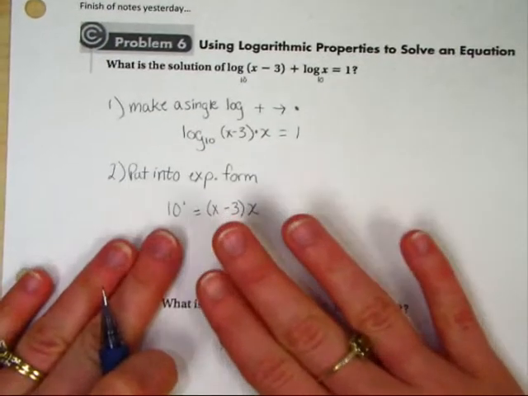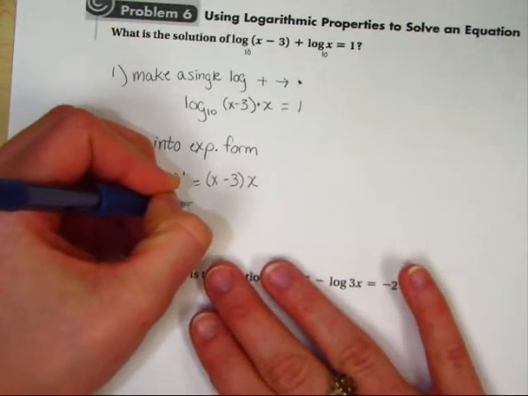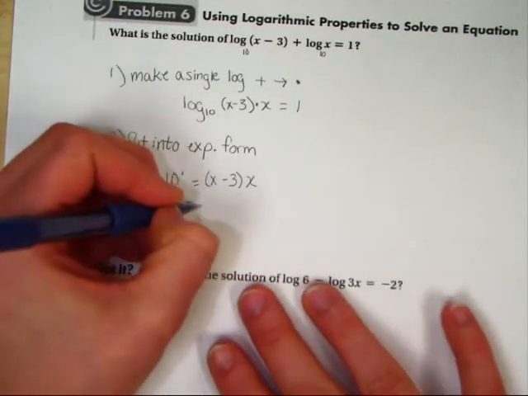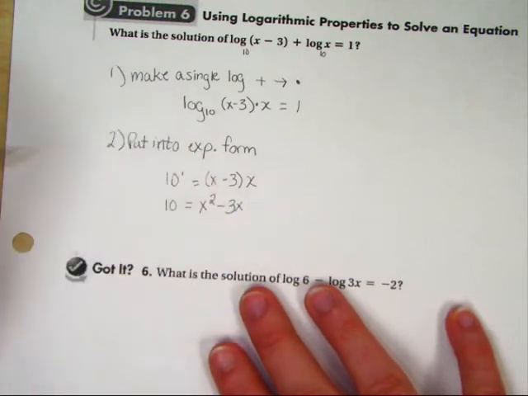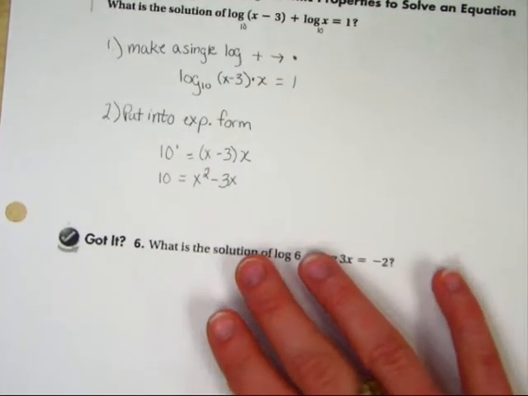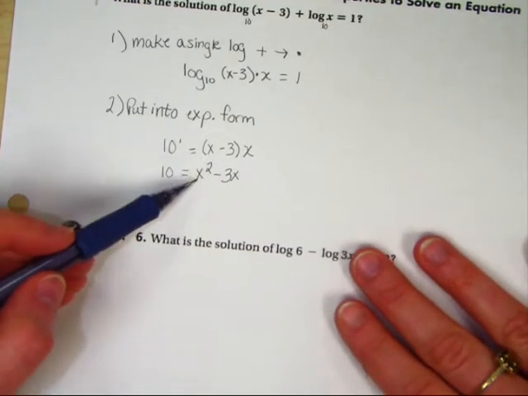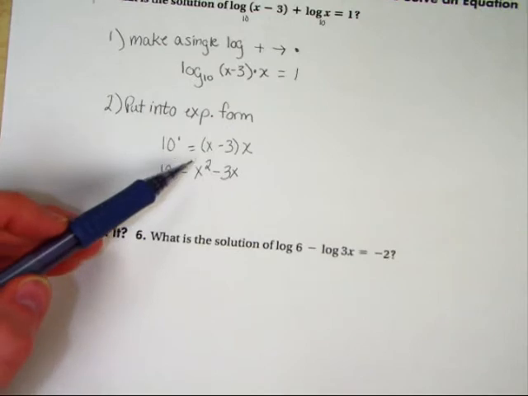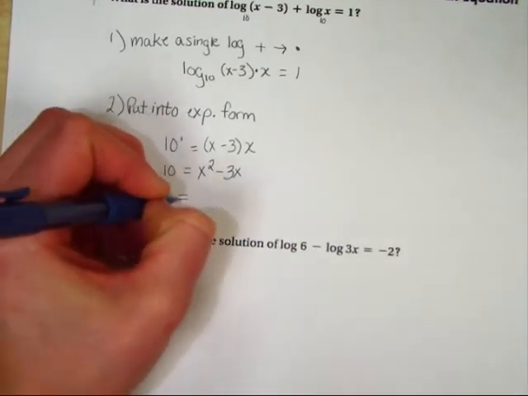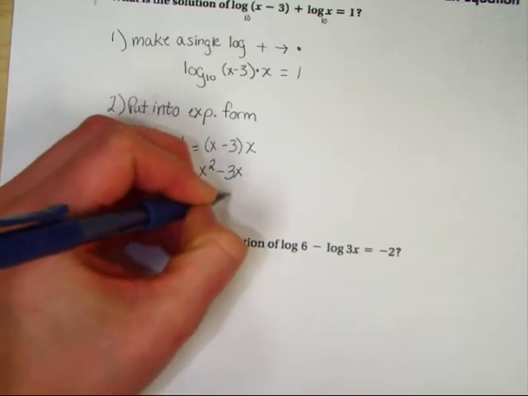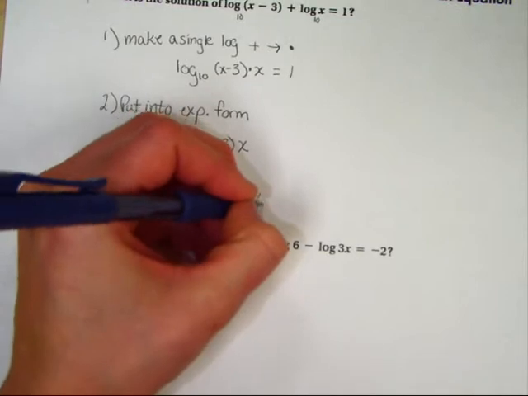Now we have a basic Algebra 1 problem. 10 to the first is 10, and on this side, when we distribute, we get x squared minus 3x. From here on out, we still have an Algebra 1 problem. You see that x squared? In Algebra 1, you've learned whenever you see an x squared, set it equal to 0. Which means I'm going to take that 10 over, and it will now be a minus 10.